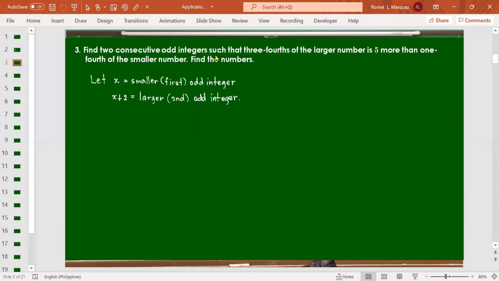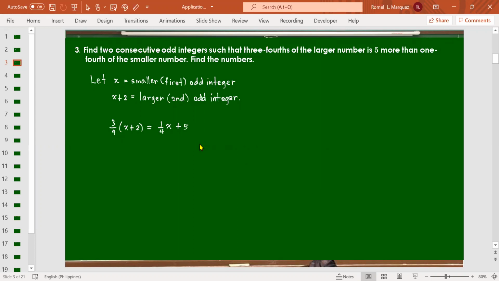So find two consecutive odd integers such that 3/4 of the larger, what is the larger? x plus 2. 3/4 of the larger is 5 more than 1/4 of the smaller. Okay, guys? So meaning you add 5 to 1/4 x, so that it will be equal to 3/4 of x plus 2, or 3/4 of the larger.